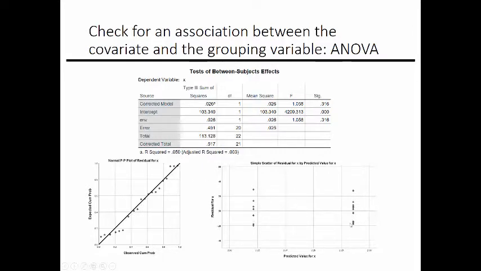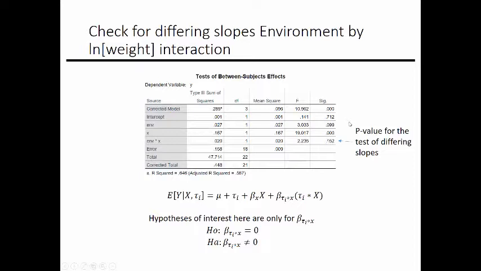And my errors are pretty well evenly distributed. So overall, the ANOVA fits pretty well, and there is nothing going on based on this. So it's okay to move forward with the ANCOVA process. The next thing I want to do is check for a differing slope. And what that means is I need to check for this environment by natural log of weight interaction.